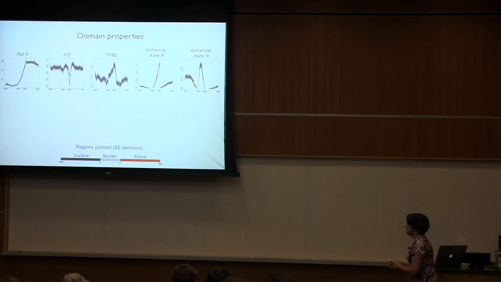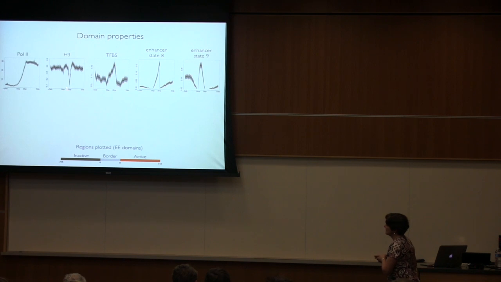So then we decided to investigate the properties of domains and see if we can learn something about what's inside them and how they might be formed. All these plots will have the inactive domains on the left. Then in the middle, I hope you can see very faint lines, these two here, is the border domain between inactive and active, and then on the right are active domains, all lined up in an aggregate plot across the genome. So not surprisingly, RNA polymerase 2 is much higher in the active domain than the inactive domain.